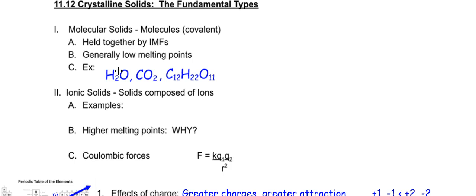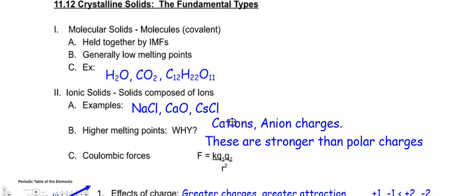Ionic solids are composed of ions, okay? Surprise, surprise. So some of the examples might be sodium chloride, calcium oxide, and cesium chloride. They have higher melting points, definitely much higher than the ones above, the covalent molecules. Why is that? Well, cations and anion charges, these are a full positive and a full negative charge. These are stronger than your partial positive and your partial negative charges, okay?